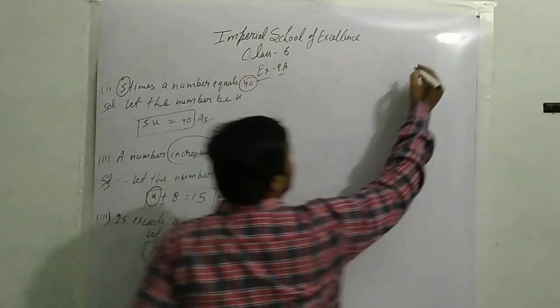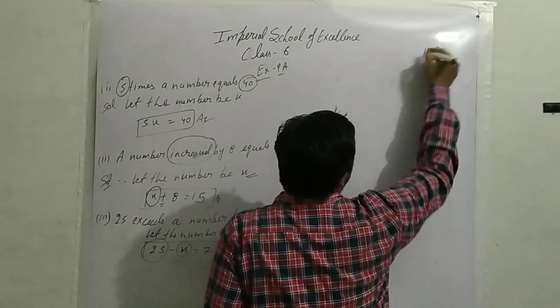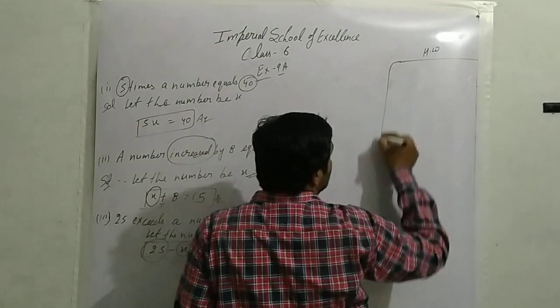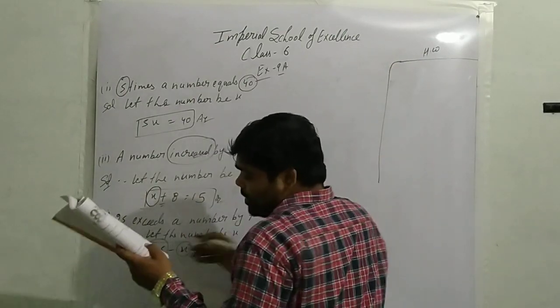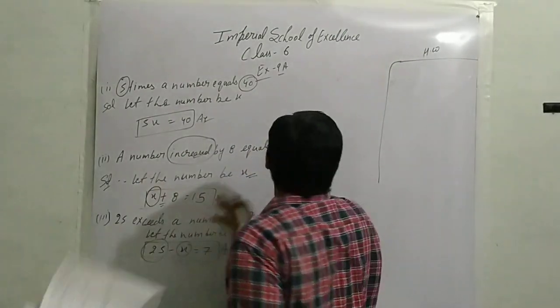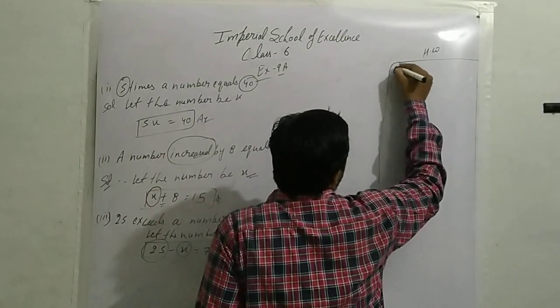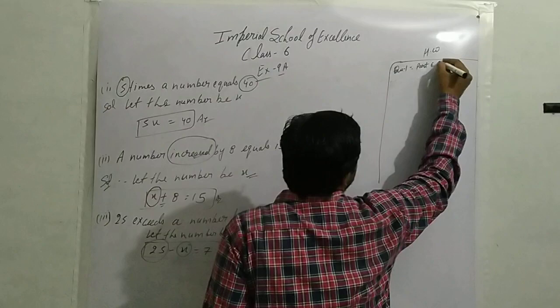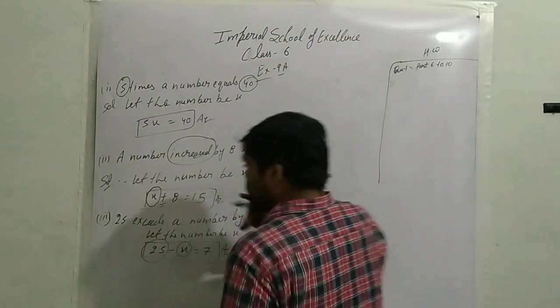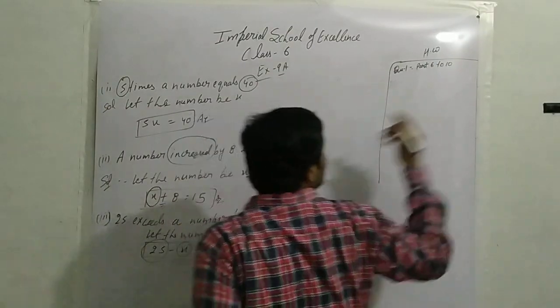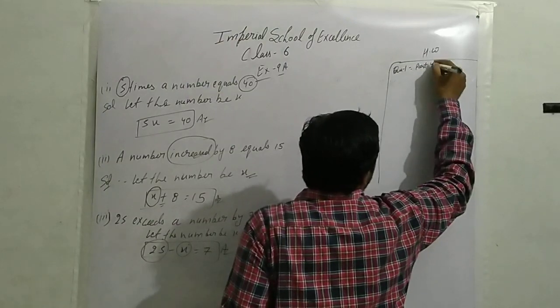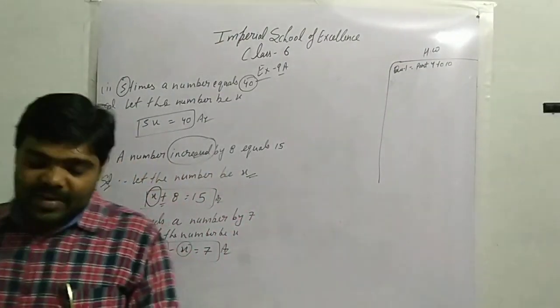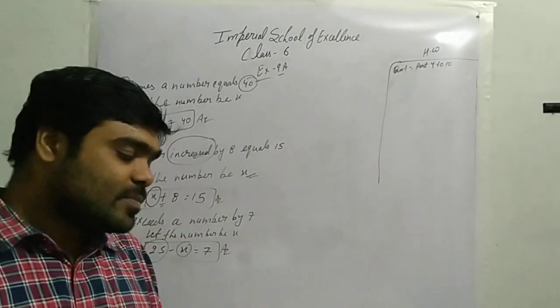In this exercise, homework is question number 1, parts 4 to 10 you have to do. Now let's come to the second question.